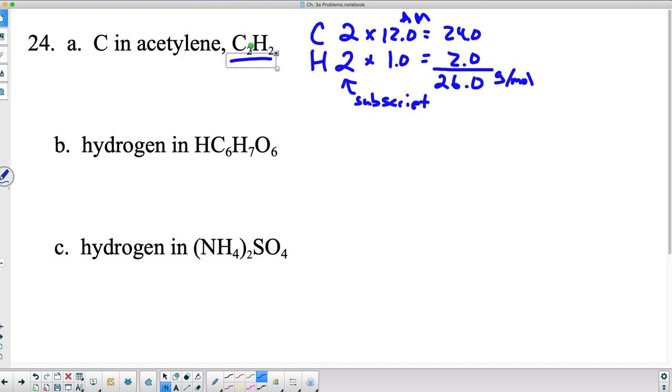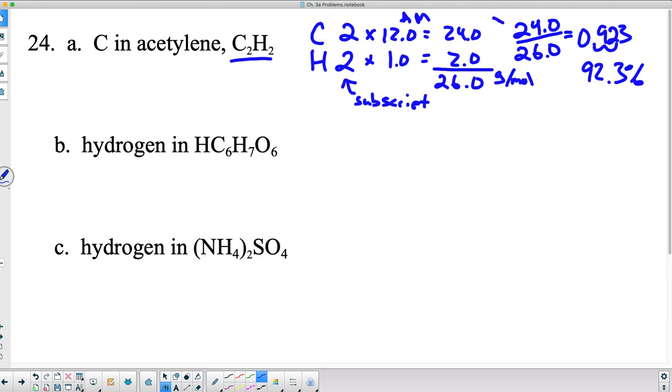We're looking for just the carbon though, which means that we want to get rid of the hydrogen. So I take the mass of the element that I'm looking for, which is 24 for carbon, and I divide it by the total, which is 26. So 24 divided by 26 equals a decimal like this. I move it 2 places to the right to give me 92.3%. So 92.3% of this compound by mass is carbon.